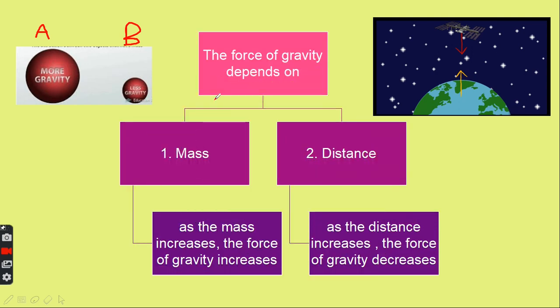Okay, so the force of gravity depends on two things. If I ask you, what are the two factors that affect the force of gravity? What are the two things that affect the gravity? Number one is the mass. As the mass increases, the force of gravity increases. Okay, this is the first factor. The second factor is the distance. How far are two objects from each other? This is the meaning of distance, my dears.